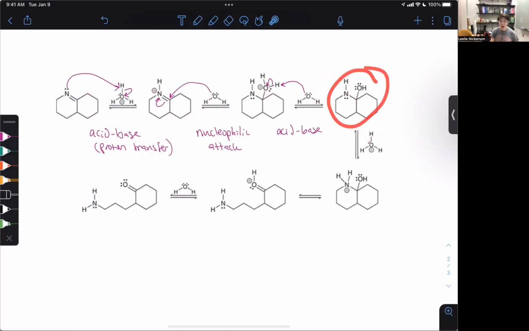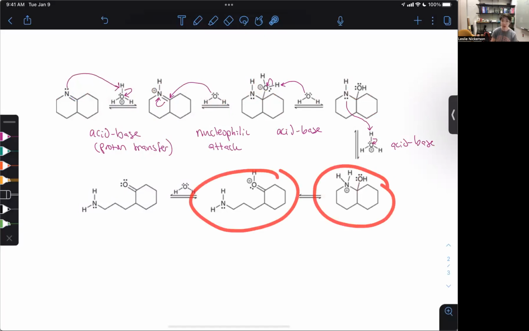Okay, but then it says, oh wait, we're not done. We're going to bring in the hydronium again and then protonate our nitrogen. So another acid-base. We're going to use the nitrogen lone pair, grab that H, give electrons to the O, and now nitrogen is protonated. And now, what the heck is going on from these two?